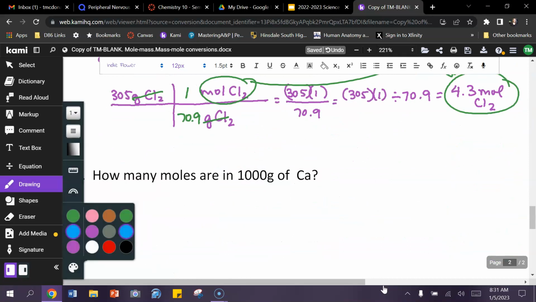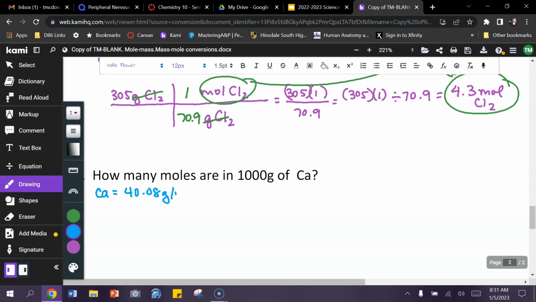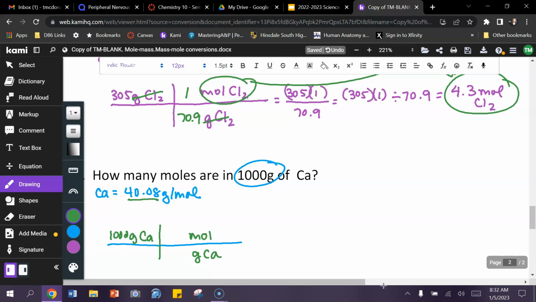Okay, next one. How many moles are in 1,000 grams of calcium? So calcium is standing alone, so calcium simply has the molar mass of 40.08 grams per mole. So we're going to draw our table here. We always start with what we're given, so we have 1,000 grams of calcium. Denote the unit and write what we're looking for at the top. Well, we have the number 40.08 next to grams in our molar mass calculation, so we'll simply write 40.08 here, and that is equal to 1 mole.